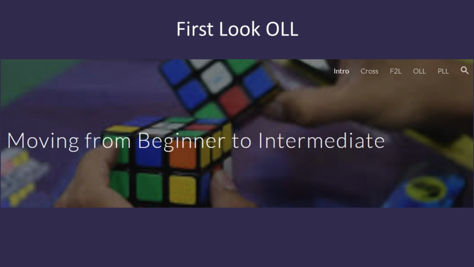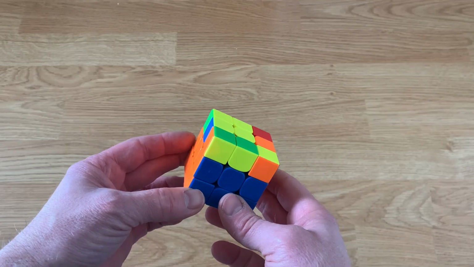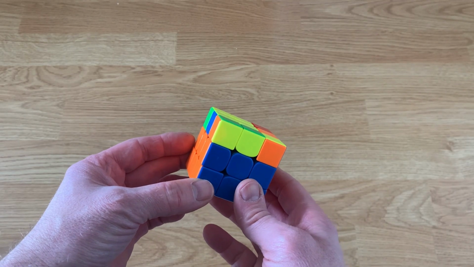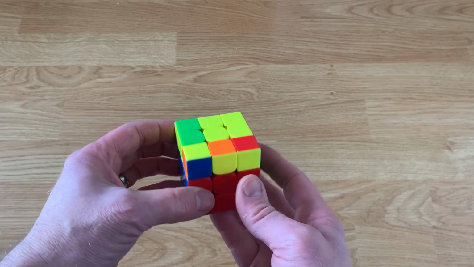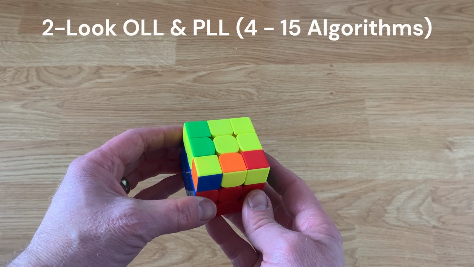This series of videos is all about helping someone who is used to a beginner method of solving a Rubik's Cube to move to an intermediate method. Welcome, and if you're watching this and have completed the first 2 layers of your cube, then you are only 4 algorithms away from solving it.